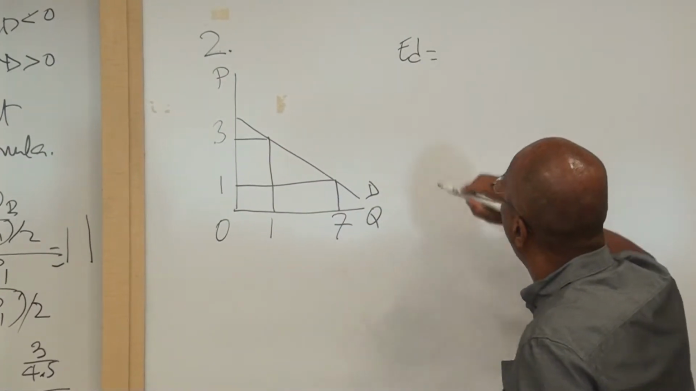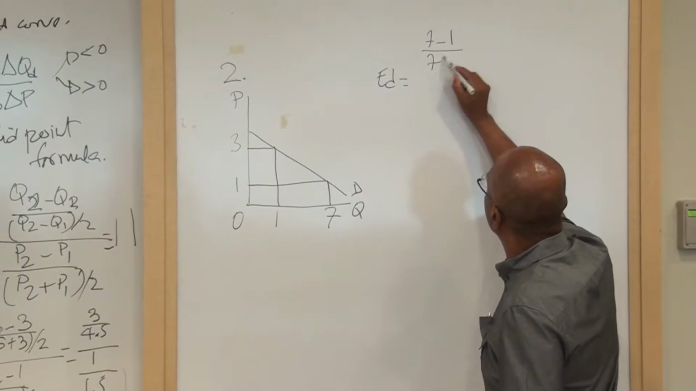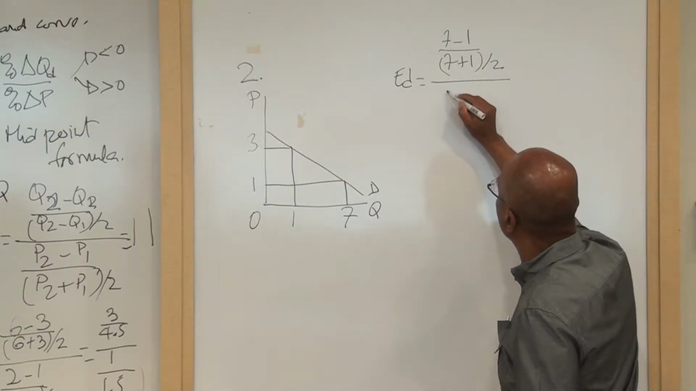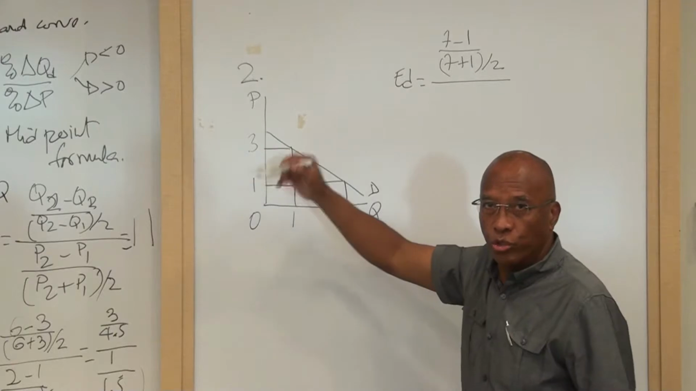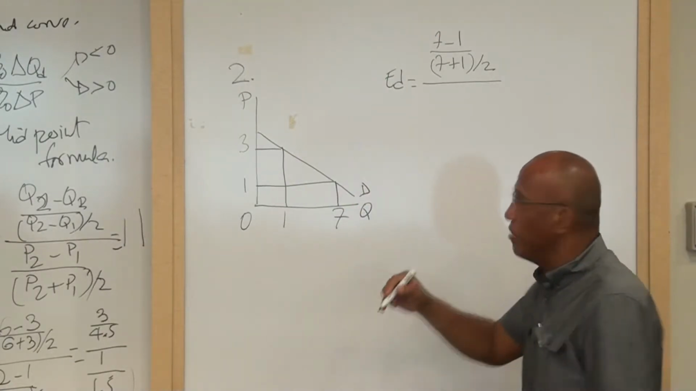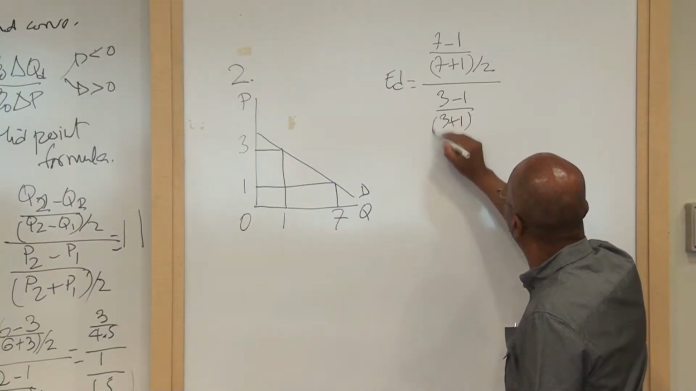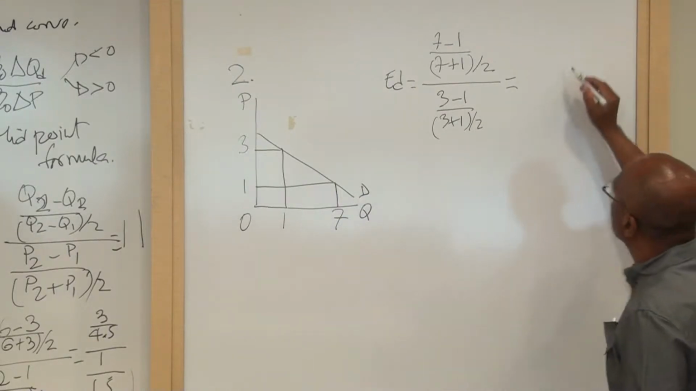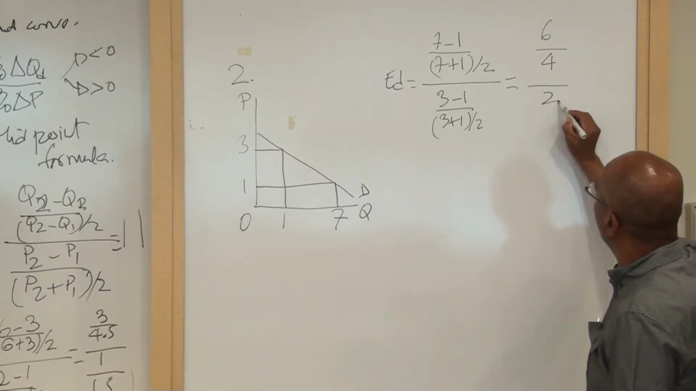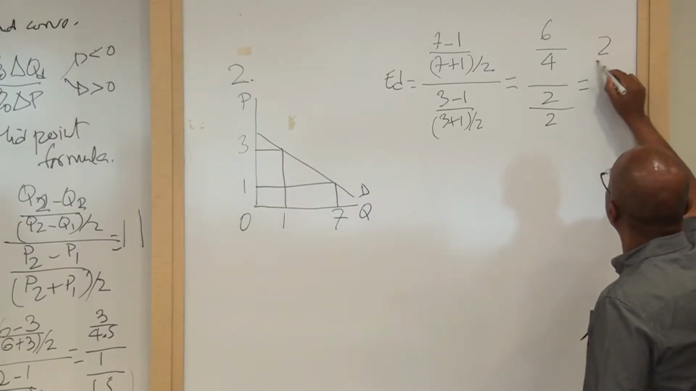So elasticity of demand will be equal to Q2 minus Q1, 7 minus 1 divided by 7 plus 1 divided by 2, divided by P2 minus P1. No matter what order you have in terms of quantity and price, it's going to be an absolute value by the end of the day. So you can have also 3 minus 1 as a price divided by 3 plus 1 divided by 2. And that will give us about 6 divided by 4. This one is 2 divided by 2.